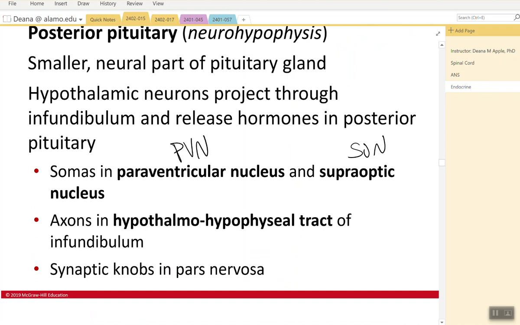So posterior pituitary, hypophyseal. The synaptic knobs are in an area of the posterior pituitary called the pars nervosa. What's a synaptic knob? The end of the axon. That's the action site, right? That's where all the cool stuff's going to go down. Neurotransmitters going to be released. Okay, so this is a subset of cells inside the posterior pituitary.